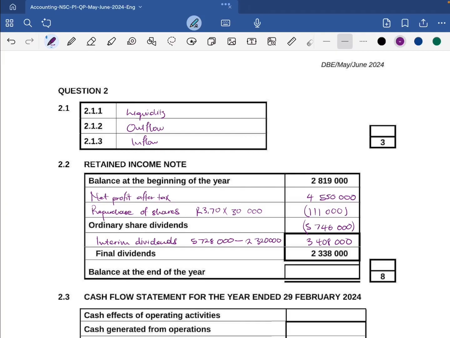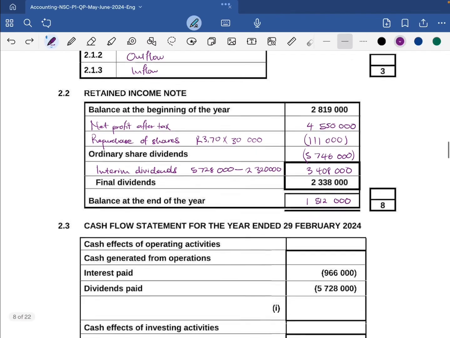Okay, and this minus. Then now we're just going to determine the total of our retained income note. Okay, and then I'm getting a total of 1,512,000. Right, so that is how you will need to approach your retained income note. So one challenging thing in this case was basically the interim dividend. So you needed to see how to get the amount for interim dividends.